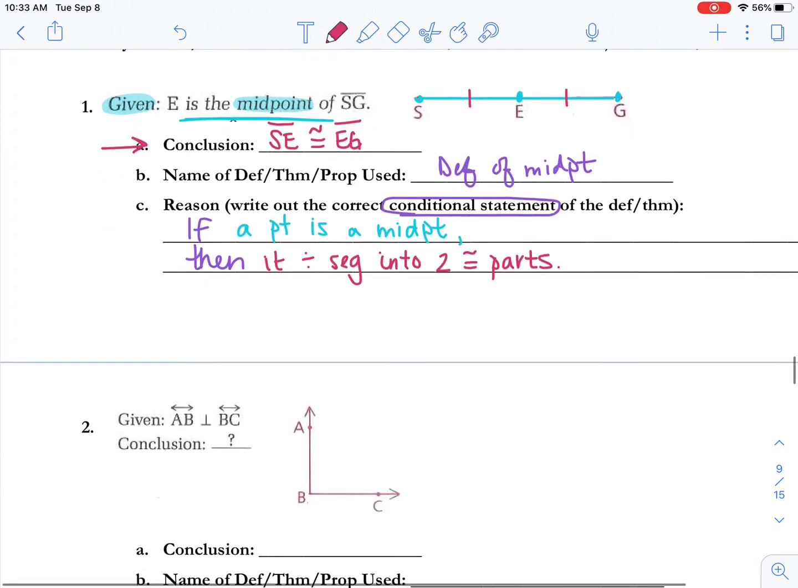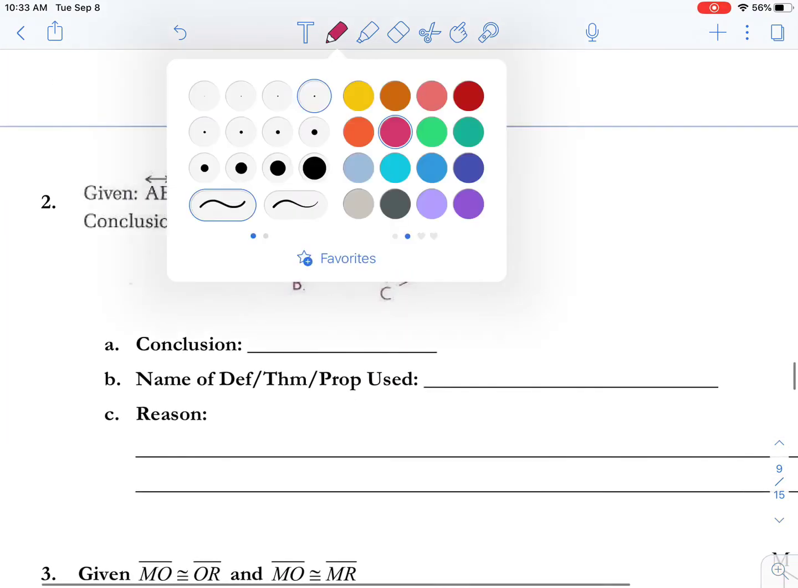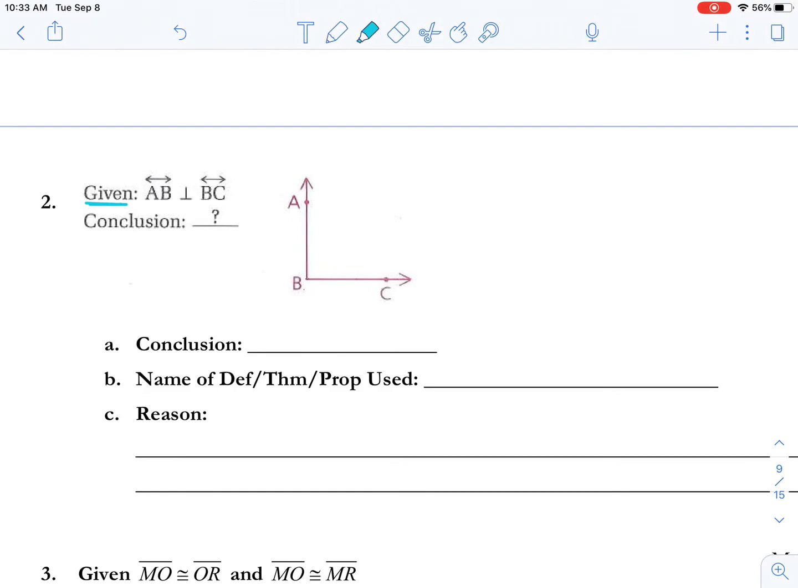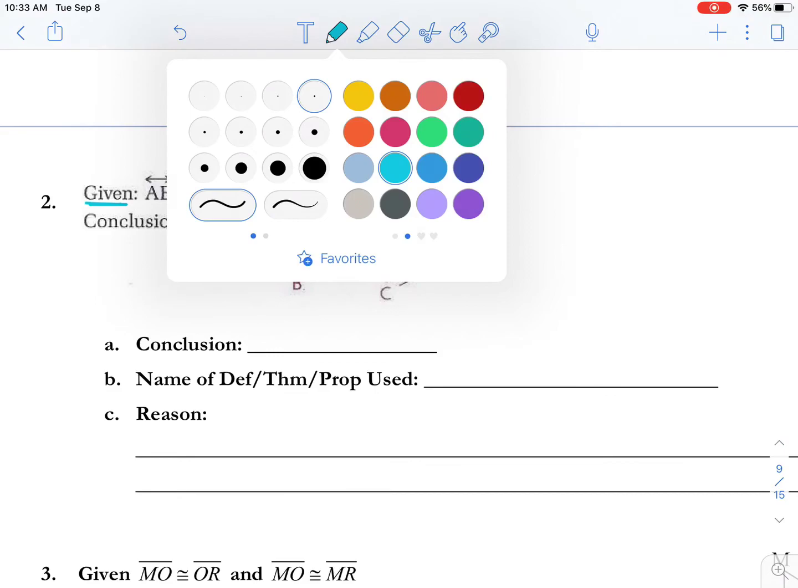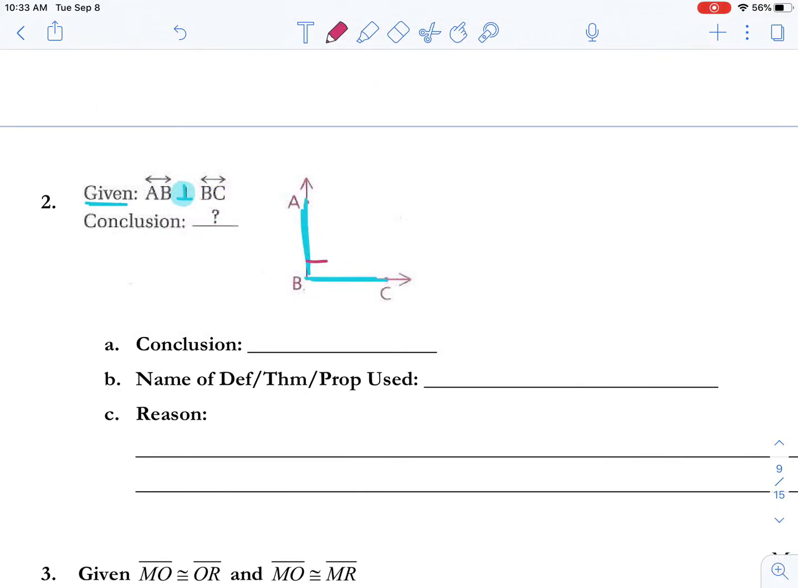Okay, let's try number 2. Again, the given part is our hypothesis. So we need to think about the perpendicular. This little symbol means perpendicular. So if AB is perpendicular to BC, what do we know about things that are perpendicular? Well, they form a right angle. So we can say angle B is a right angle based on the definition of perpendicular segments. And what is that definition written out in if-then form?